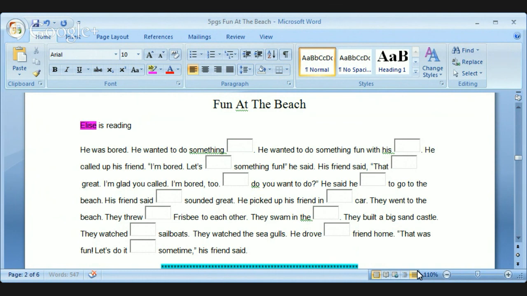"What do you want to do?" he said. He wanted to go to the beach. His friend said, "That sounds great." He picked up his friend in his car. They went to the beach. They threw the frisbee to each other. They swam in the ocean. They built a big sand castle. They watched the seagulls. He drove his friend home. "That was fun. Let's do it again sometime," his friend said.